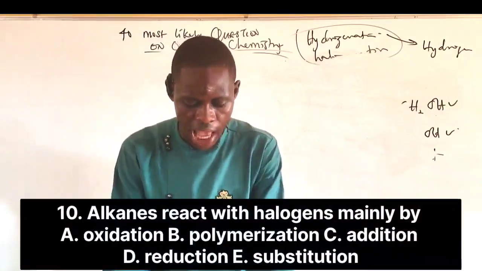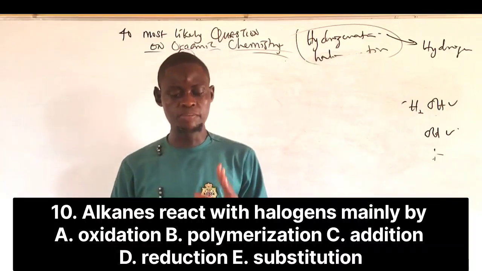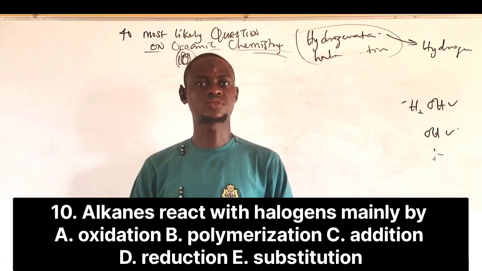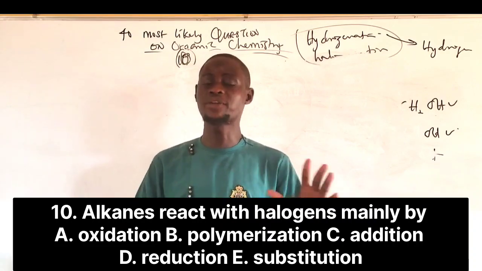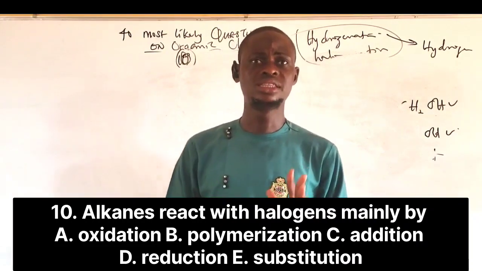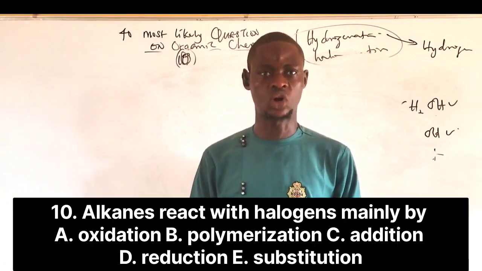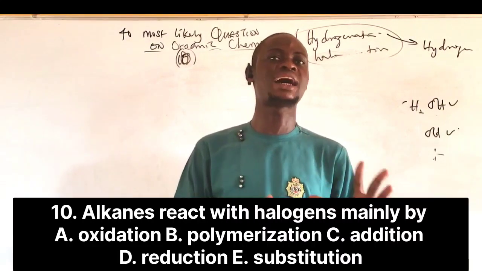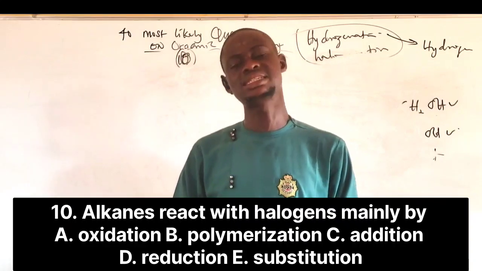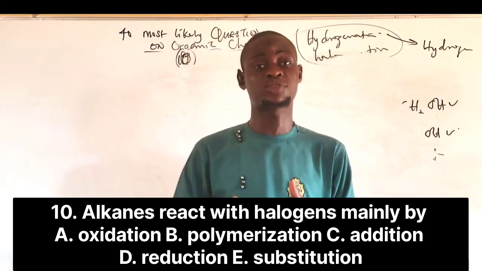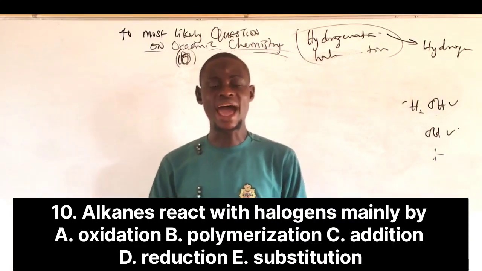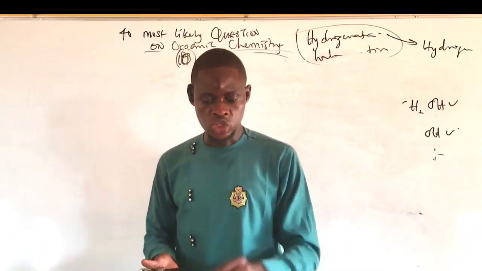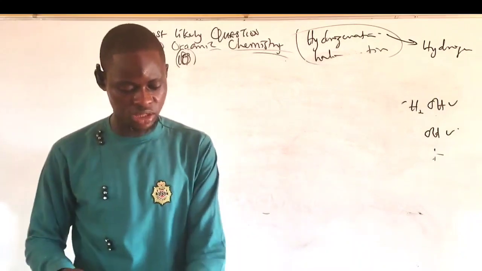It said, alkanes react with halogens mainly by what? Now you see, the major reaction of all hydrocarbons is the combustion reaction. But every hydrocarbon has a specific reaction. As in unsaturated hydrocarbons, we know that their specific reaction is addition, while for alkanes, their major reaction is substitution. So alkanes react with halogens mainly by what?